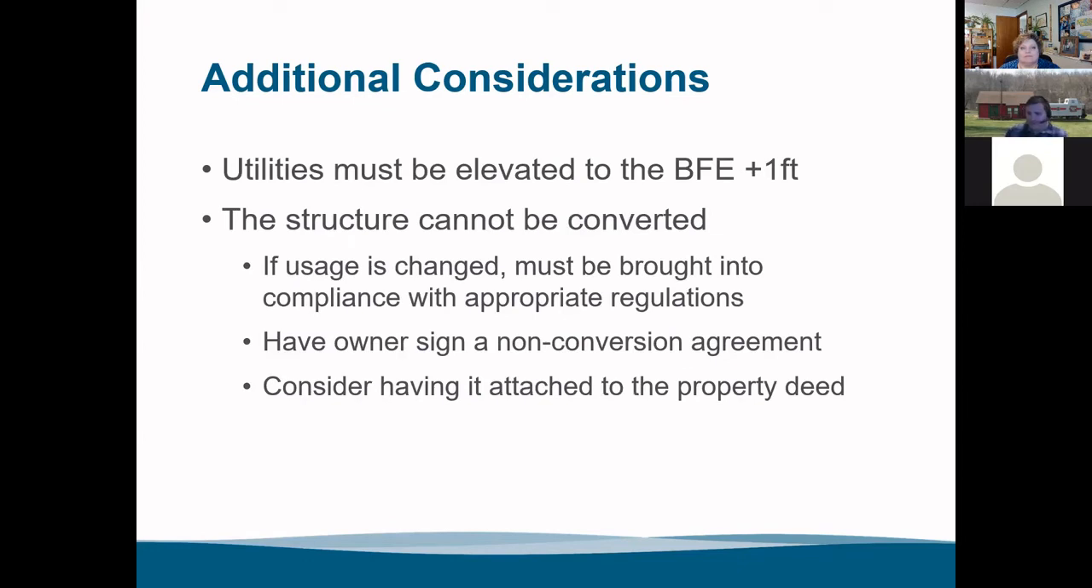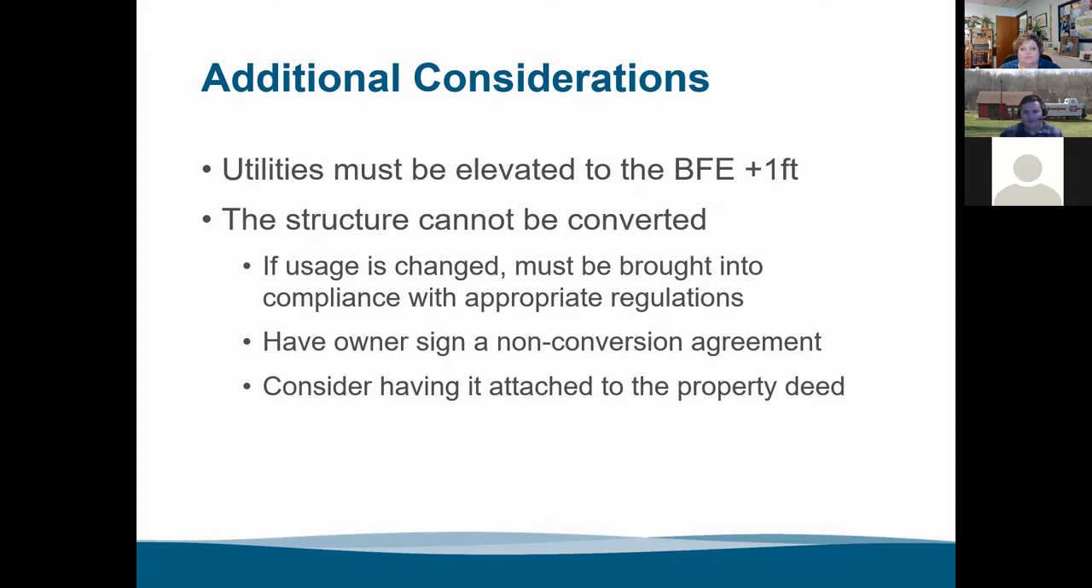And some more additional considerations. Again, if you're wet flood proofing it, the utilities have to be elevated to the base flood elevation plus 1 foot. And again, the structure cannot be converted. So it's the same concept as before. If you're permitting this accessory structure and they've proven it's an accessory structure, and then a few months later you find that they've converted it to something else, that's a violation of your ordinance.